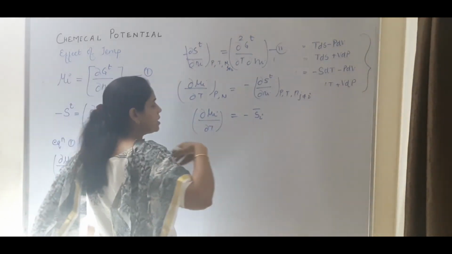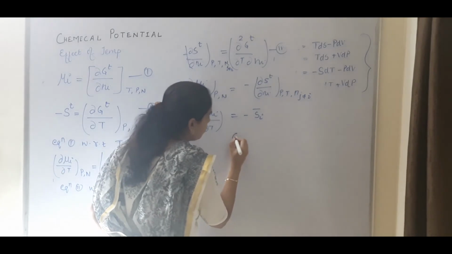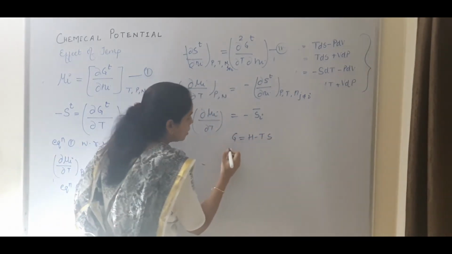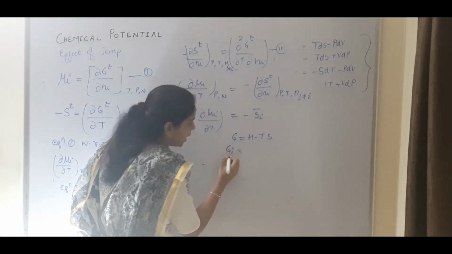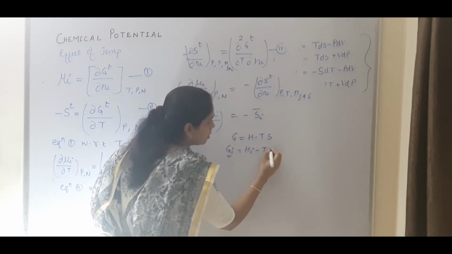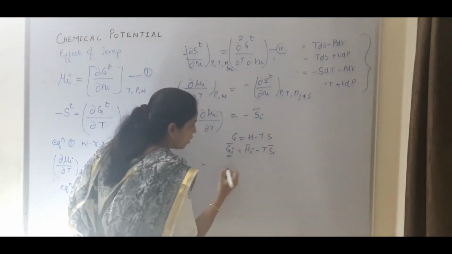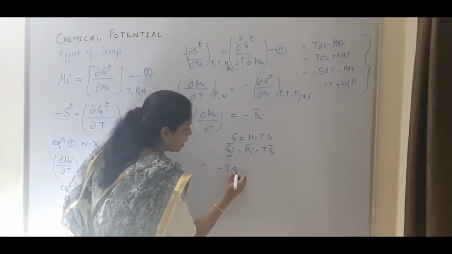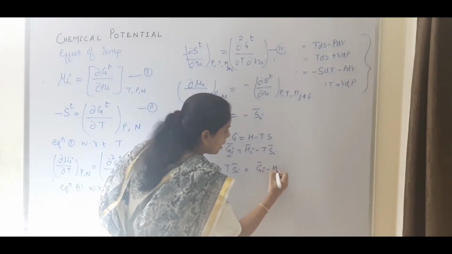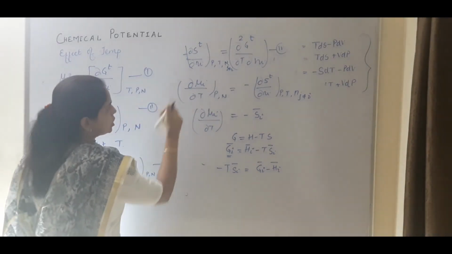You can also simplify this in another variation. So we know that G is equal to H minus TS. Now I write this for any component i, in terms of partial molar property. From here you can find out the value of T S_i bar is equal to H_i bar minus G_i bar. Fine. Now we have this equation.